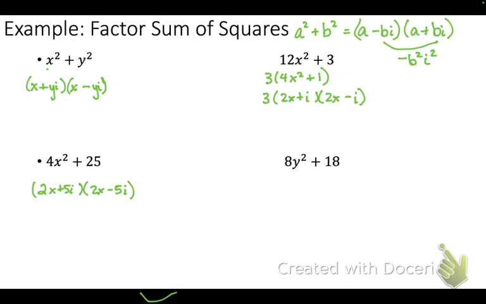Did you get 2x plus 5i and 2x minus 5i? I didn't, but that's just because I wasn't done. Oh, okay. So 8y squared plus 18. Take out a 2. And then can you factor it?